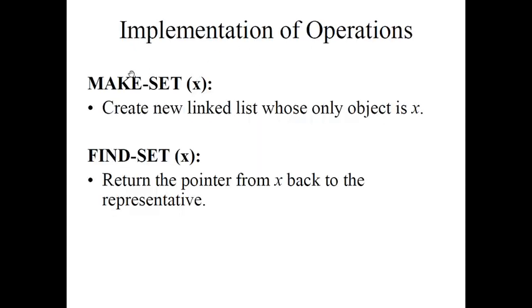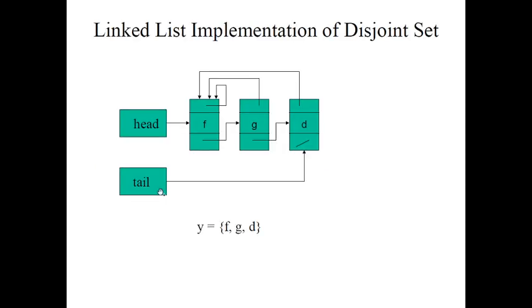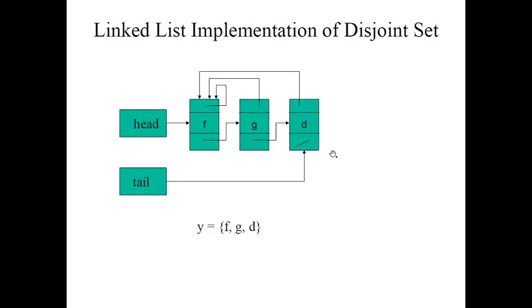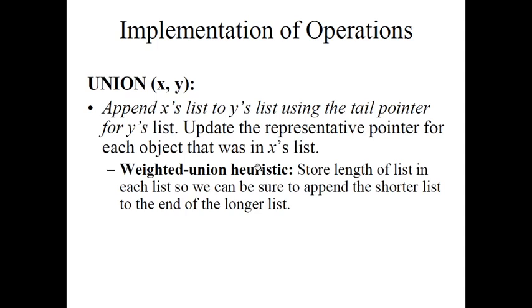And here the implementation of the operations: make set X means create a new linked list whose only object is X, and find set X means return the pointer back to the representative. This is the find set and make set. Then union: append X's list to Y's list using the tail pointer. That is why we have kept a tail pointer. Then update the representative pointer for each object. After making the union, you have to make the representative pointer point back to the first list's representative, or whoever is going to be the new representative.